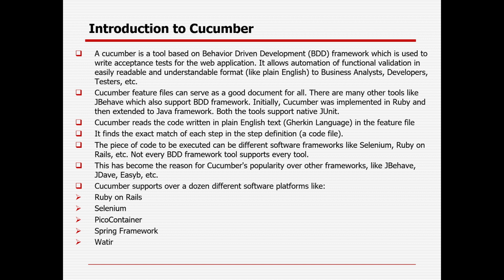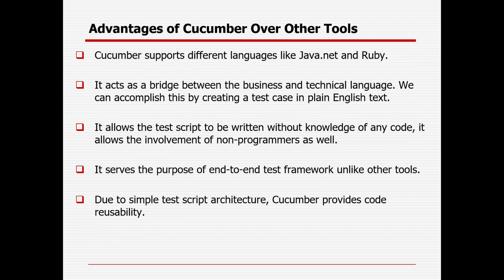So which different software platforms does Cucumber support? Ruby on Rails, Selenium, PicoContainer, Spring Framework, and Watir, et al. So what are the advantages of Cucumber over the other tools? Cucumber supports different programming languages like Ruby, Java, .NET. It acts as a bridge between the business and the technical language. Users can accomplish this by creating test cases in plain simple English format or the Gherkin language. It allows the test script to be written without knowledge of any code. It allows the involvement of non-programmers as well.